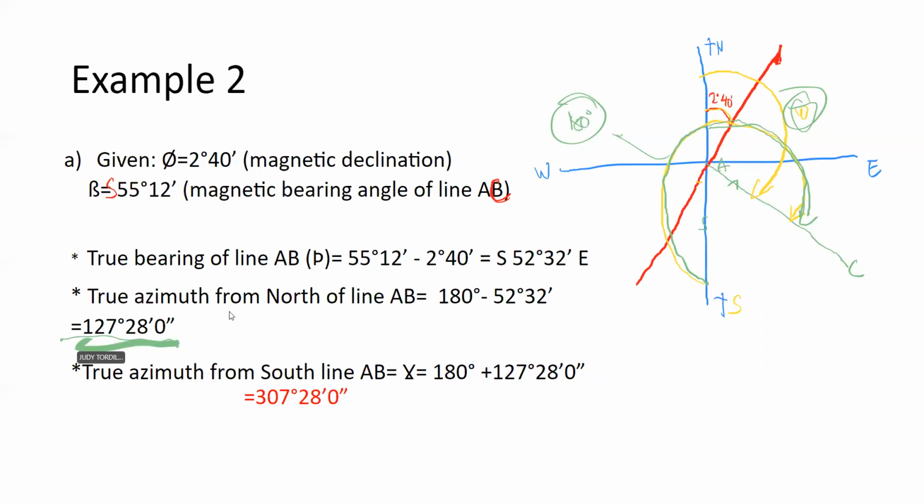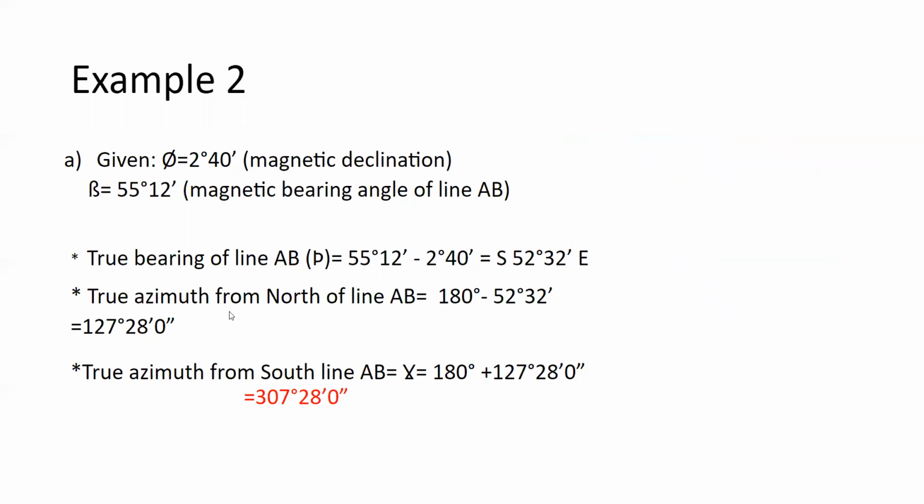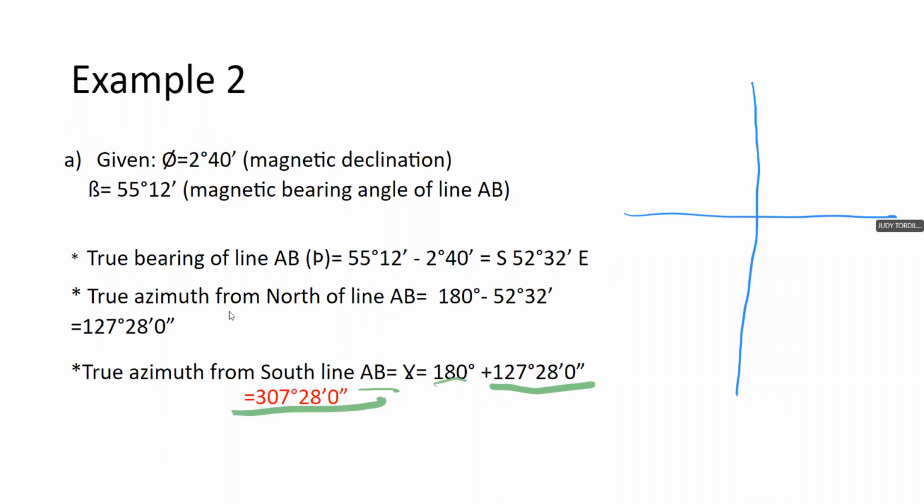So we have AB is equal to 180 degrees plus 127 degrees and 28 minutes, which gives us 307 degrees, 28 minutes and 0 seconds. Okay? So let's put it in the figure. Here we have our true north, and this is our true south.